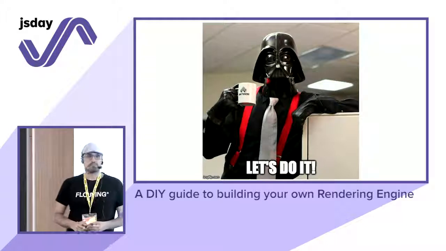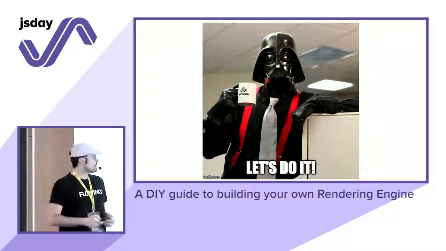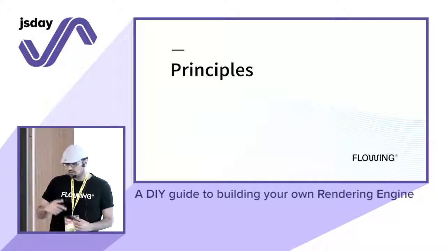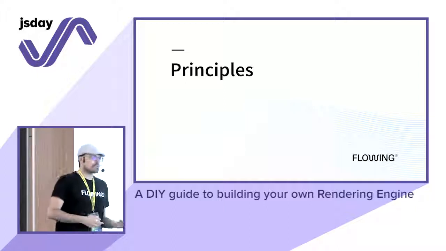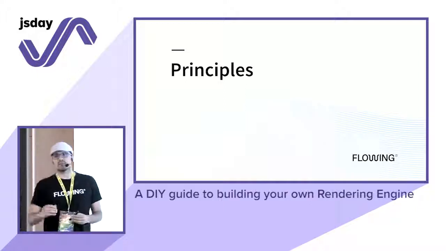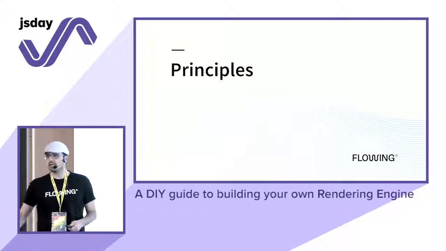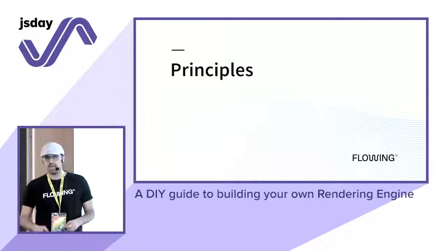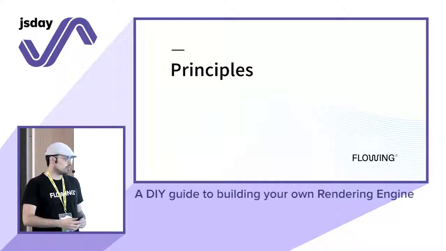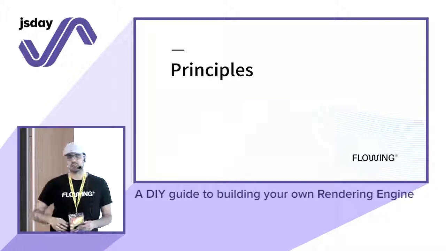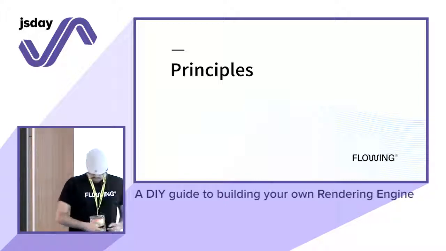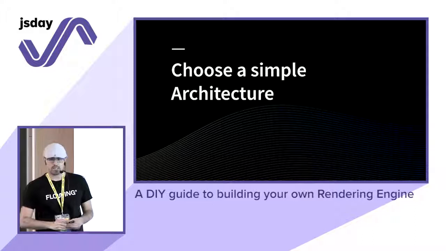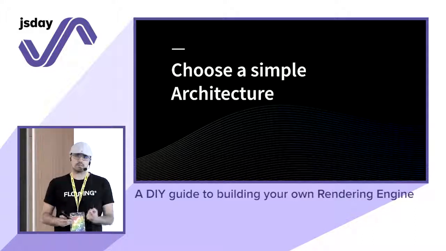So let's try to do it. Let's try to do something together. Before we start, I would like to list some principles that I follow every time I write something from scratch. It could be a rendering engine, it could be a state management library or something like that. It could also be any kind of business logic code that you want to be separated from the rest of your frameworks and tools. The first thing may seem stupid, but it's: choose a simple architecture.